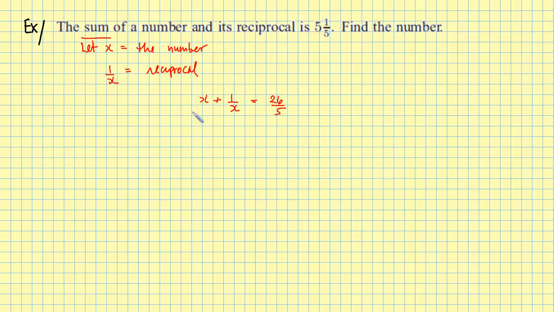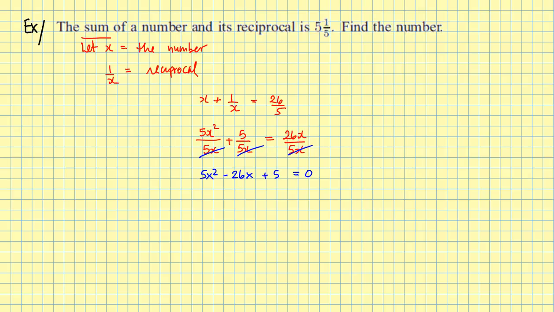Doing that, I'm going to get a common denominator of 5x throughout the entire equation, so I can get rid of these denominators. I'm going to multiply top and bottom of the first term by 5x, so it goes to 5x squared over 5x, plus I'm going to multiply this by 5 over 5x, and then that will equal 26x over 5x. My 5x's cancel out in the bottom, so that I end up getting 5x squared minus 26x plus 5 is equal to 0.